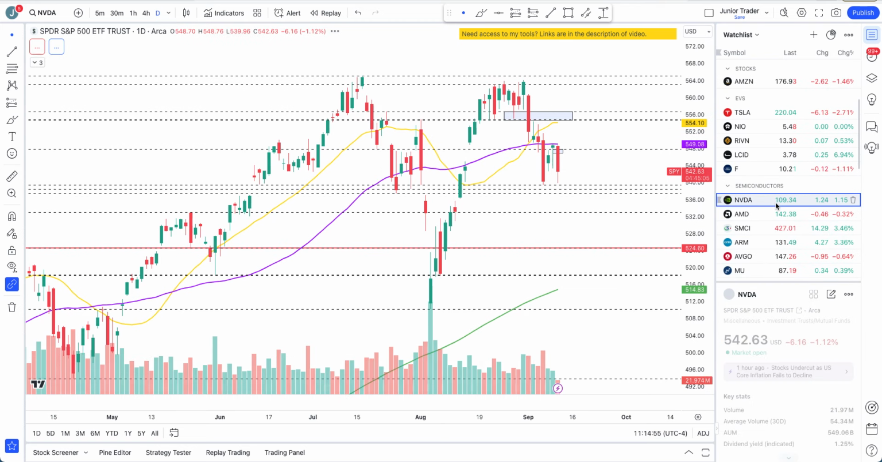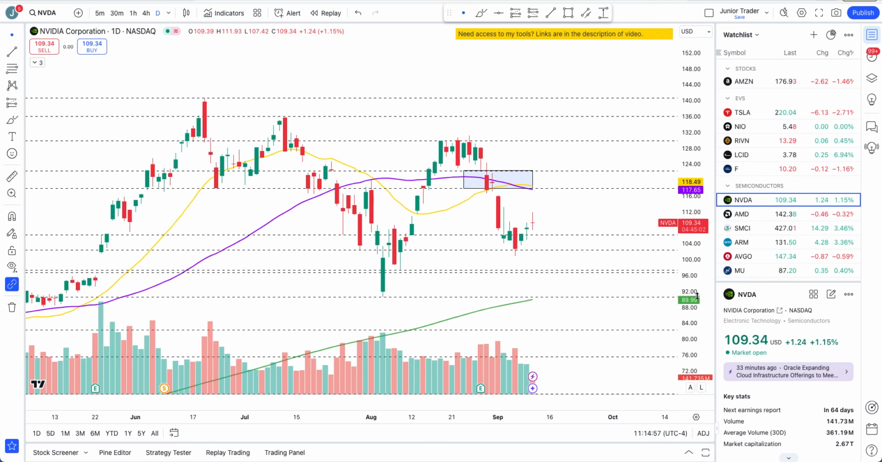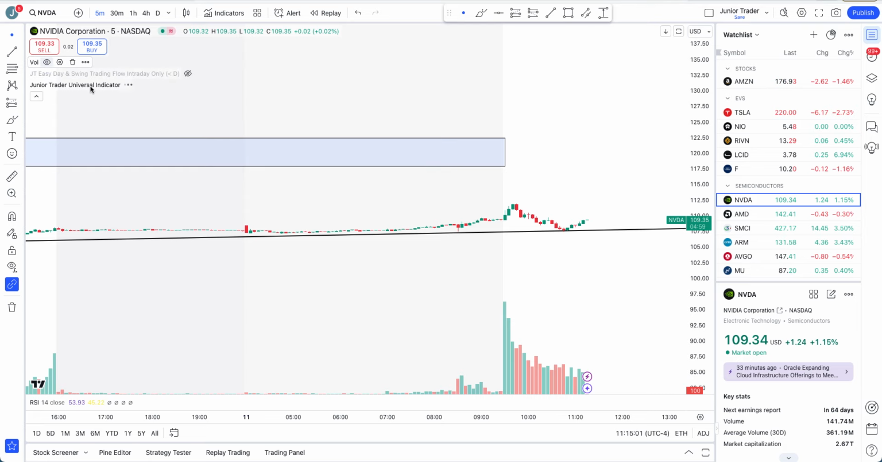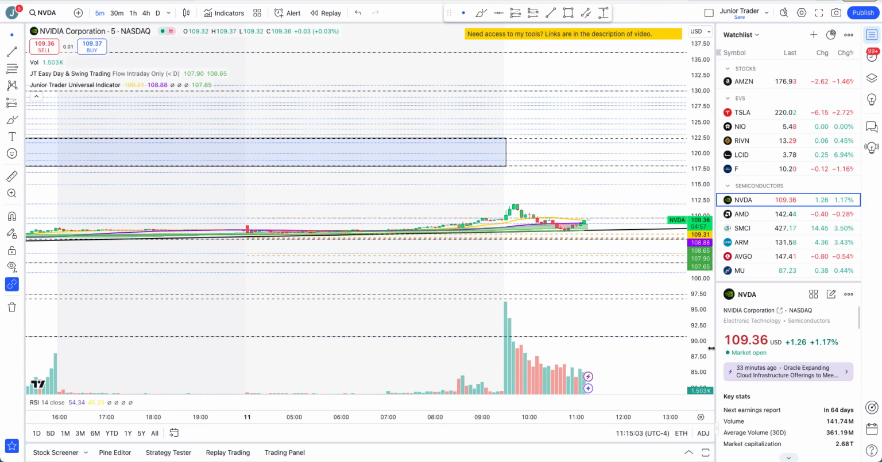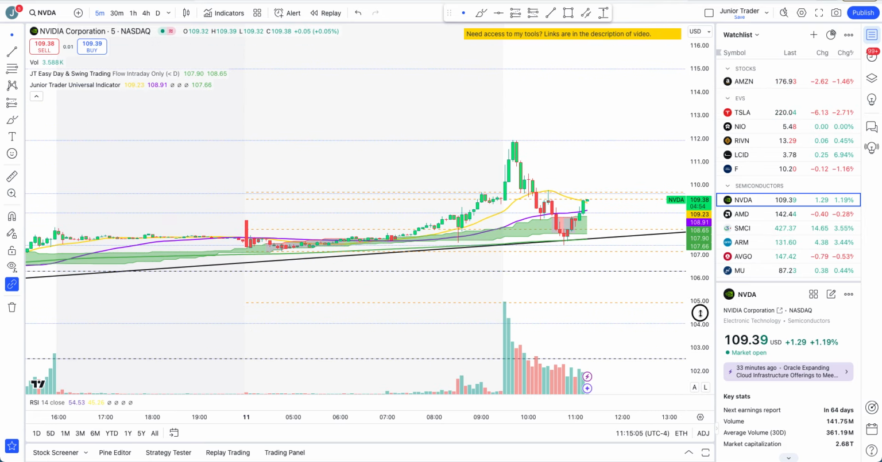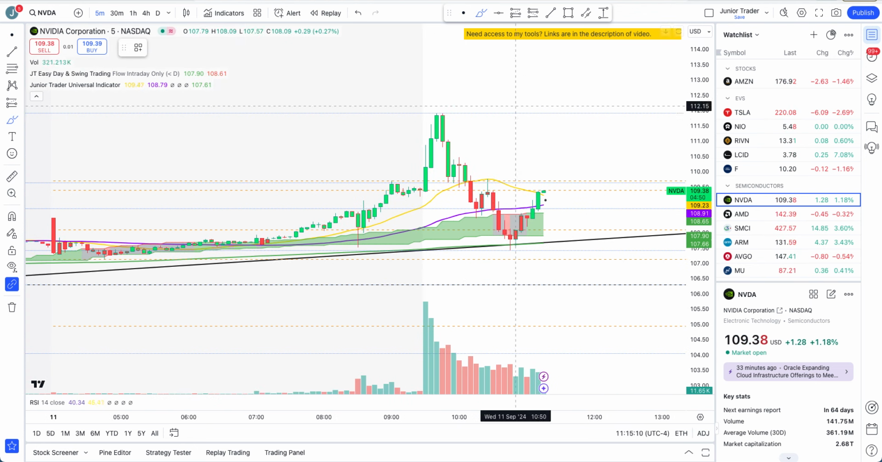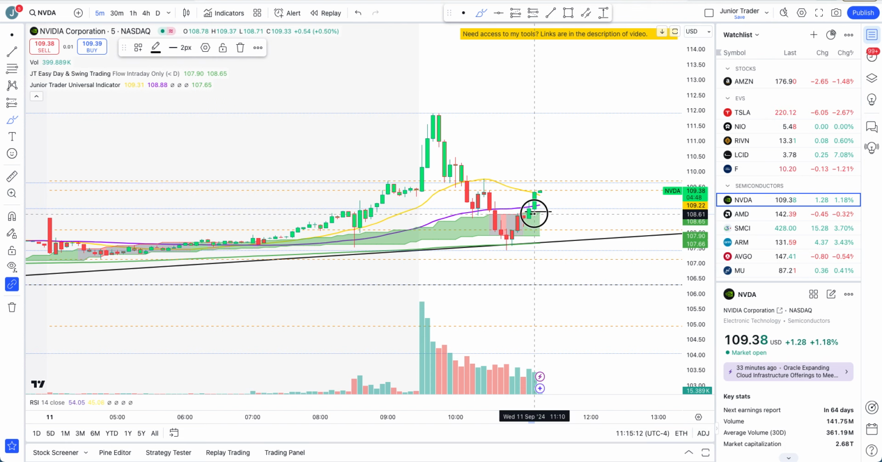But let's take a look at Nvidia one more time. It seems like it's getting bought back up. Let's go to the 5 minutes and turn on my tool here as well. So yes, it seems like the structure turned a little bit bullish here, and we got above the cloud again. Things are going back up again.